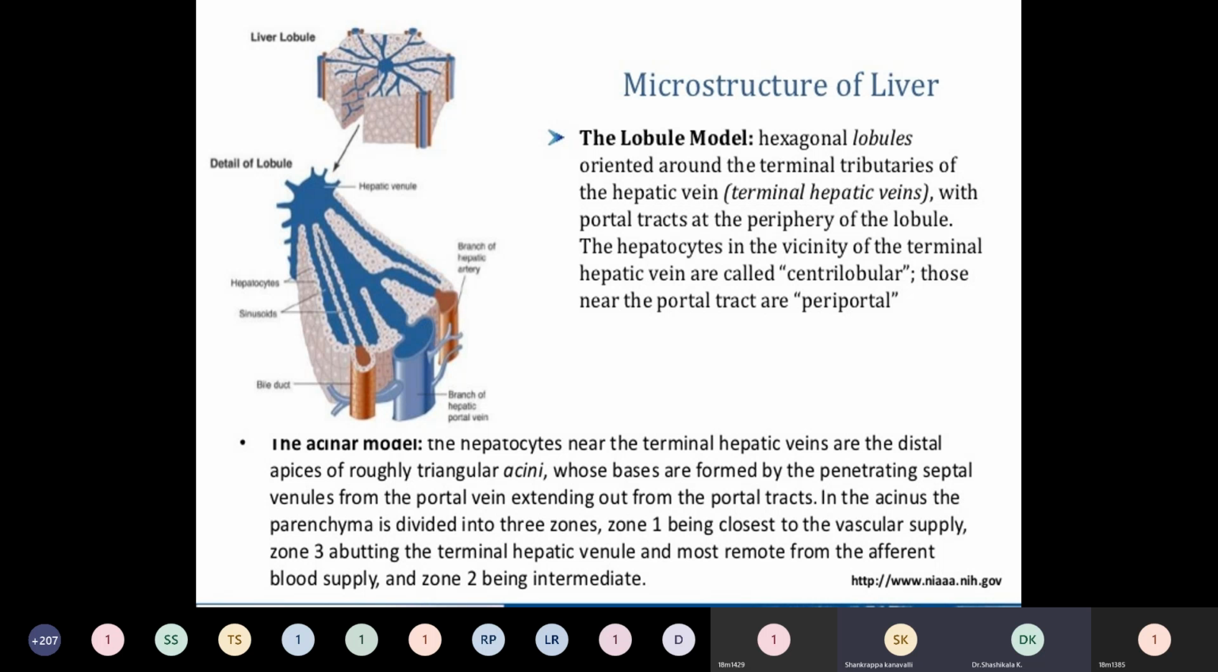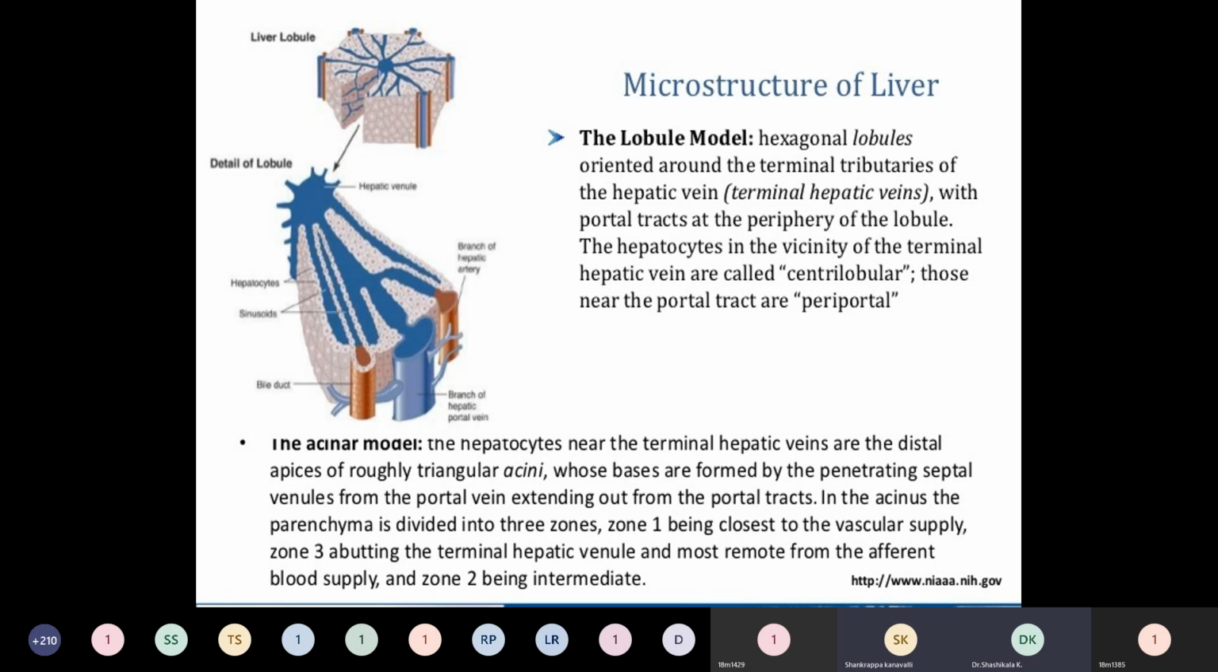So let's start again with the microstructure of the liver, which has the lobule model and the acinar model. The lobule model is hexagonal lobules oriented around the terminal tributaries of the hepatic vein with the portal tracts at the periphery of the lobule. The hepatocytes in the vicinity of the terminal hepatic vein are called centrilobular, and those near the portal tracts are called periportal. Then you have the acinar model, that is, the hepatocytes near the terminal hepatic veins, which are the distal apices of roughly triangular acini, whose bases are formed by the penetrating septal venules from the portal vein extending out from the portal tracts.